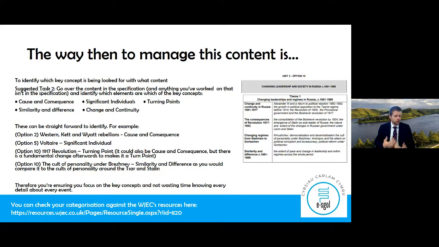So therefore, if you're ensuring you focus on these key concepts, then crucially you're not wasting time and you're not overburdening yourself by knowing every detail about every event, because frankly, that would be impossible over that minimum 100-year time period. So I suggest you go through and identify those different elements, and then you go onto the WJEC website, you've got a link here, and you can check them against it, because they have categorised for you what bit of the specification fits into which of these key concepts.